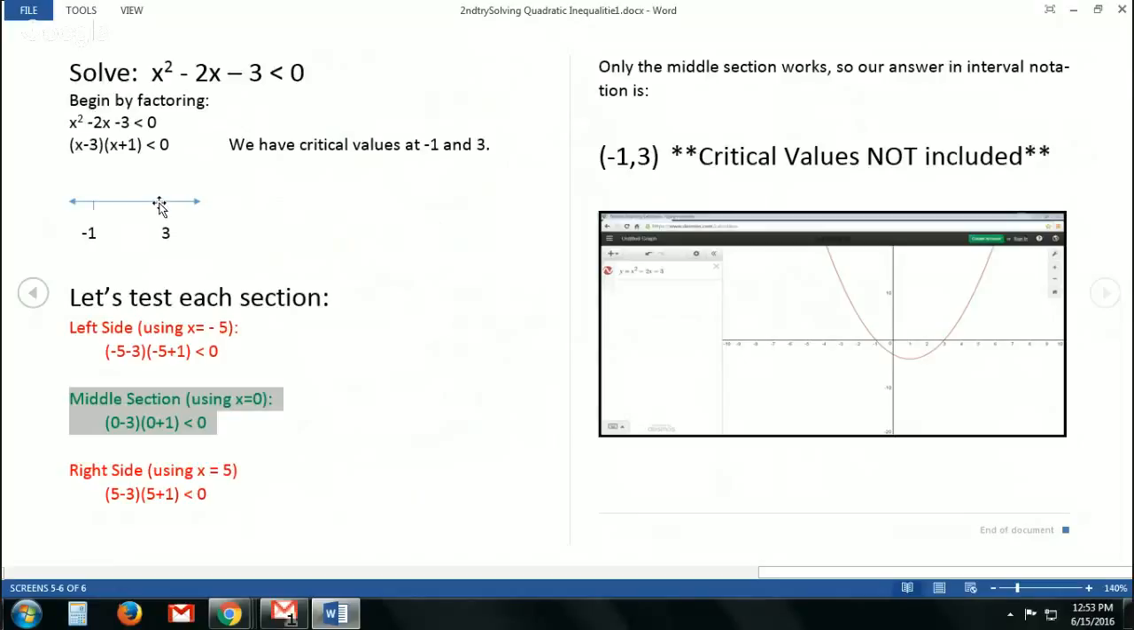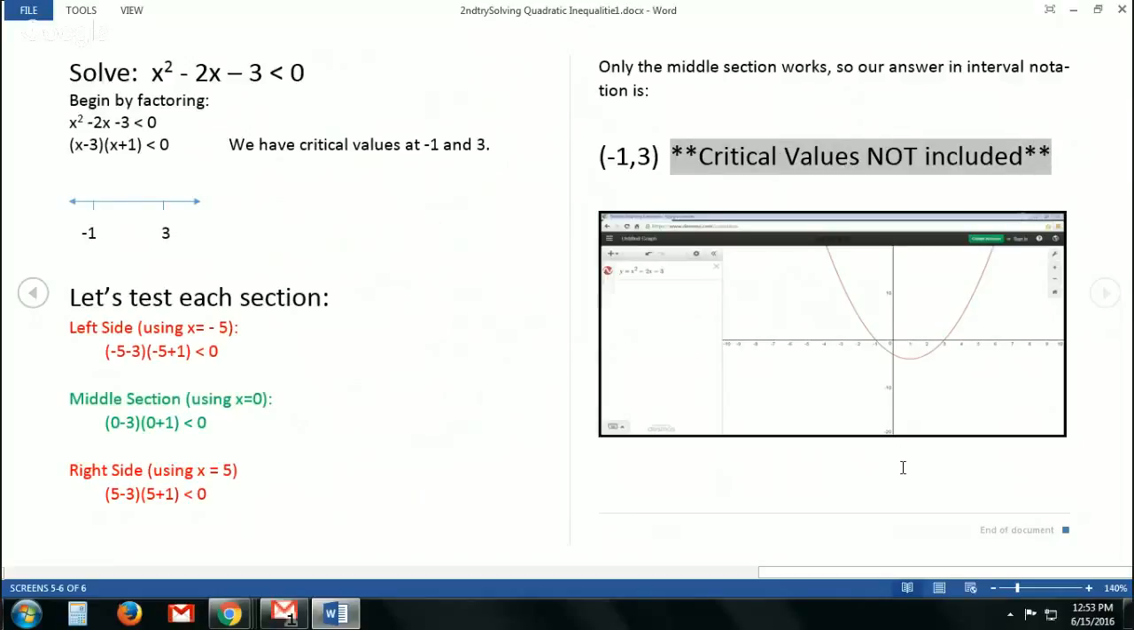Now, I'm not going to include my critical values. To say that they're not included, let's put parentheses on each side. To say that it is the middle between -1 and 3, we start our interval at -1, we go to 3, close it off on both sides with parentheses because the critical values are not included.